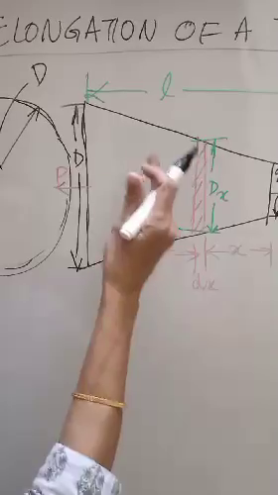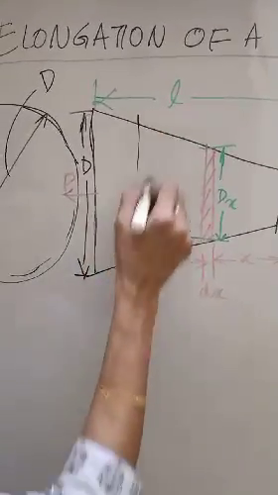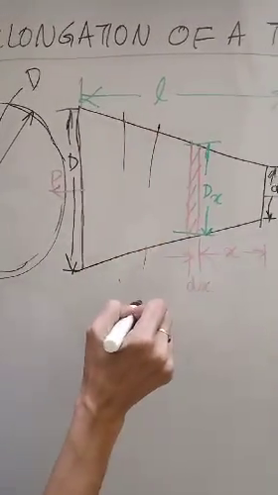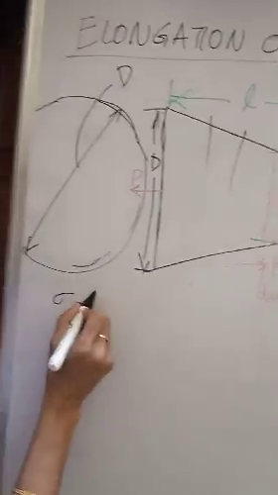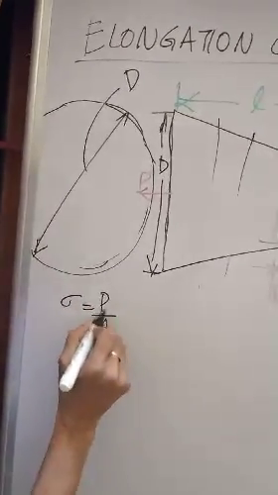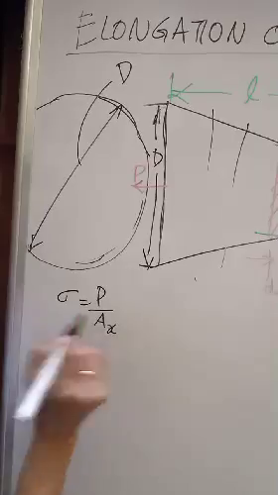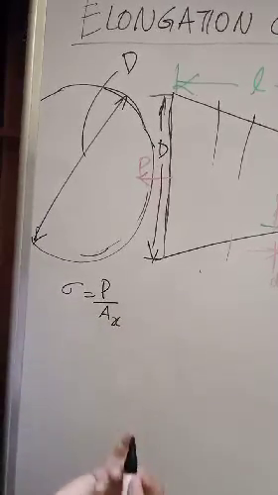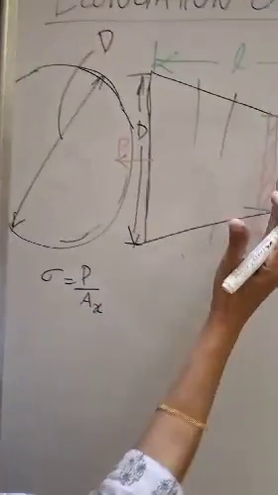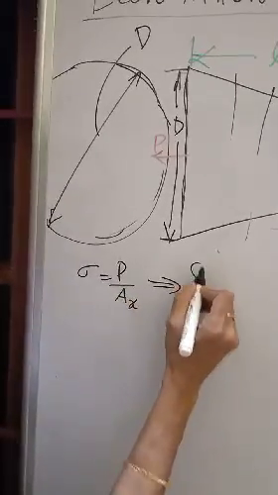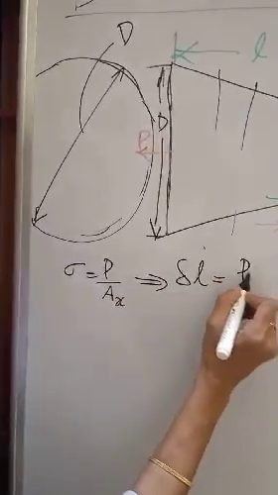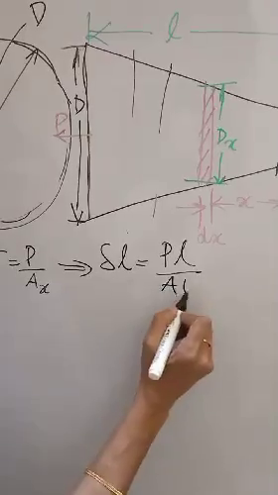The problem is that at each and every section you have got different cross sectional area. So you cannot say that sigma is equal to P by A directly, because at each and every section the cross section is going to vary. So you can just take it as Ax only. At a particular section, area is Ax. So with that, how will you calculate delta L? Delta L, as you already know, is PL by AE.